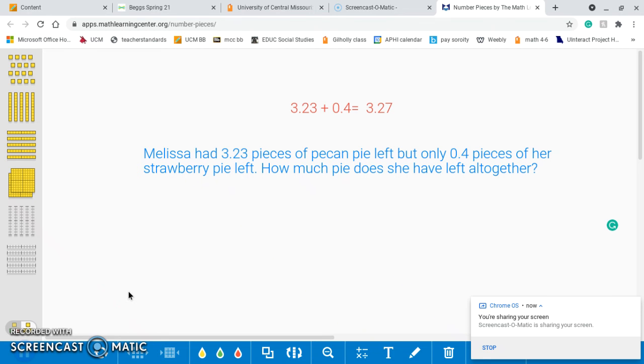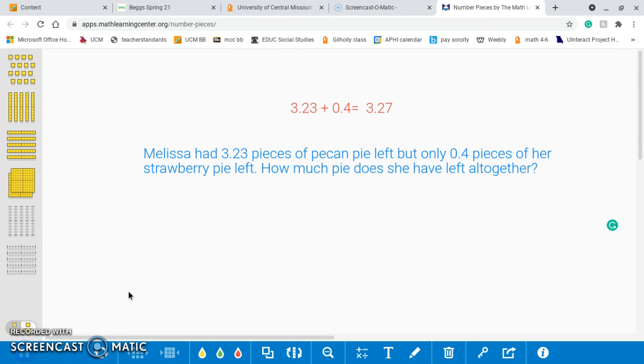My student was given 3 and 23 hundredths plus 4 tenths. The answer they gave me was 3 and 27 hundredths. I went ahead and gave the student context to help them visualize the problem.